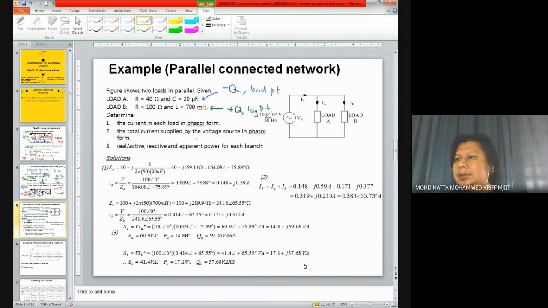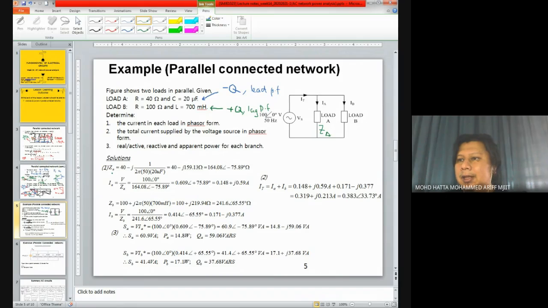However, I need to read the question in order to get a specific answer for each. One is the current in each load in phasor form. So if you look at the circuit, my strategy to find the current in each load is to get the value of Z. For example, for branch A, get the value of Z and use Ohm's law to get the value of IA. So that's what happened over here.